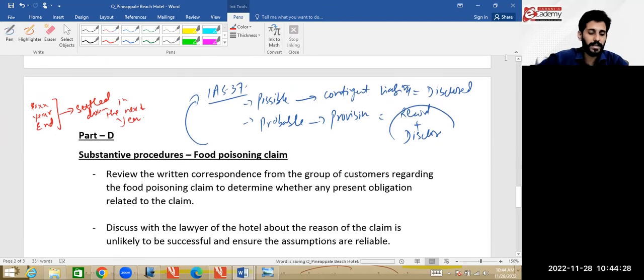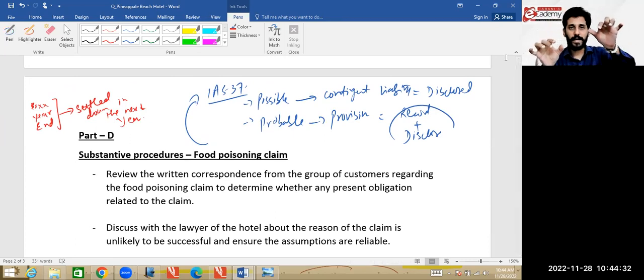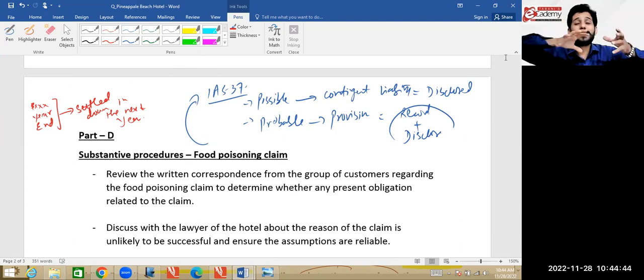And the next year means that if there is any provision at the year end, it will be paid in the next year. So as an auditor, you will be reviewing the post-year-end payments, right? You will have to review the post-year-end payments. If there is any payment made in the next year, that means the same amount should be reported in the pre-year-end provisions, right?